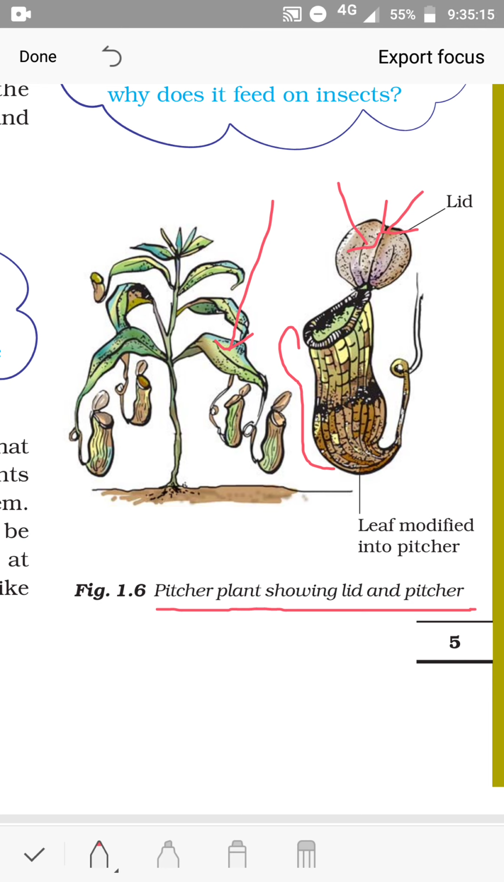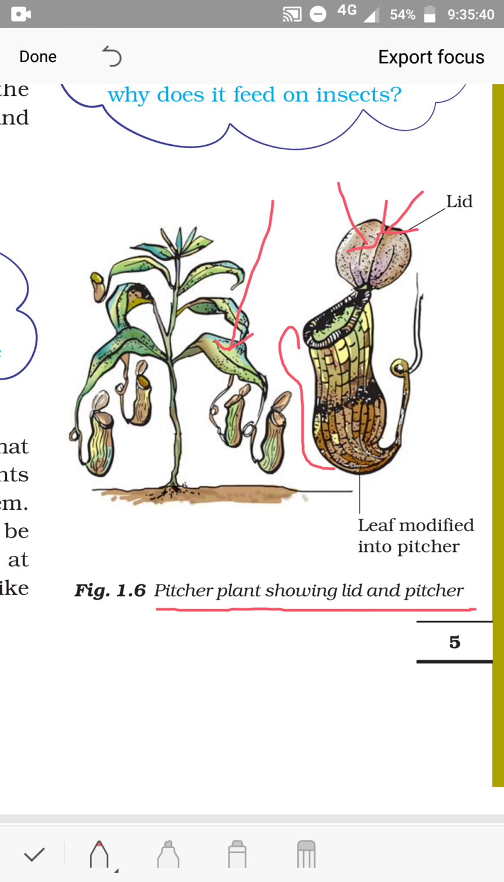What is the reason? Actually these plants grow in soil which is deficient of nitrogen. They do not get enough nitrogen. So to fulfill their nitrogen requirement, they have to take the insects. From the insects they get the nitrogen. So one of the examples of insectivorous plant is the pitcher plant.